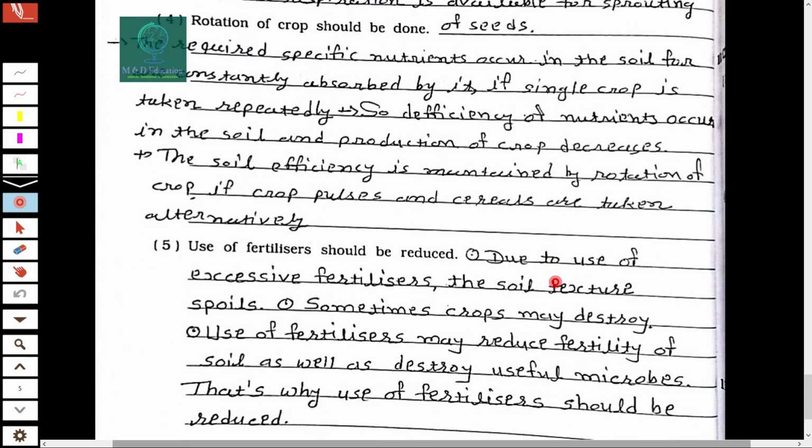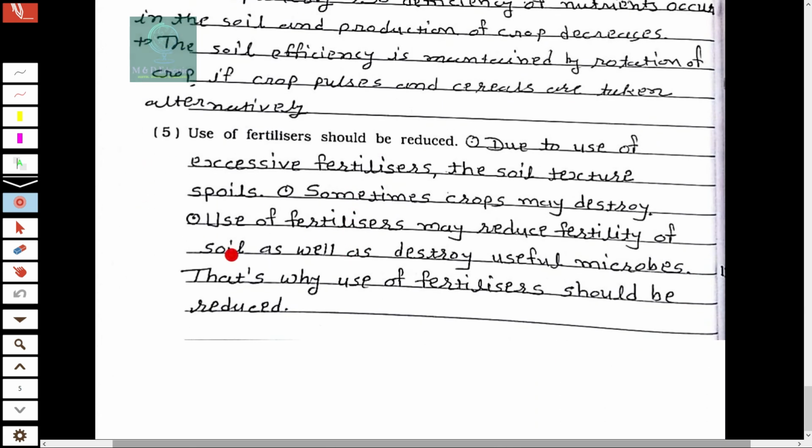Now the fourth scientific reason is, rotation of crops should be done. So the first point is, the specific nutrients required occur in the soil and are constantly absorbed by the crop. If a single crop is taken repeatedly, deficiency of nutrients occurs in the soil and production of crop decreases. Okay, so the soil fertility is maintained by rotation of crops if pulses and cereals are taken alternately. Clear?